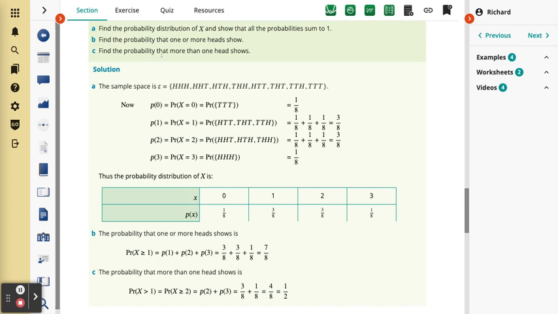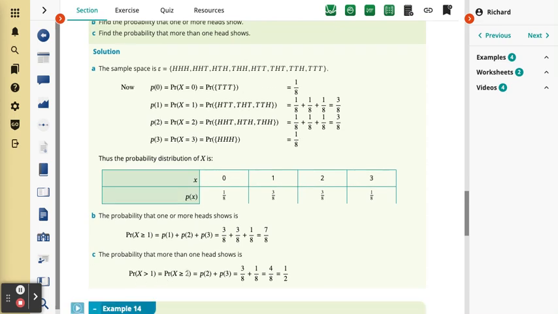Find the probability that more than one head shows. Well, that would be 2 or 3. So more than 1 would be the same as greater than or equal to 2, which is adding that and that together, which gives you a half. And that's basically it for how to do the arithmetic on a probability distribution table. I also need to show you how conditional probability works, but not in this lesson.